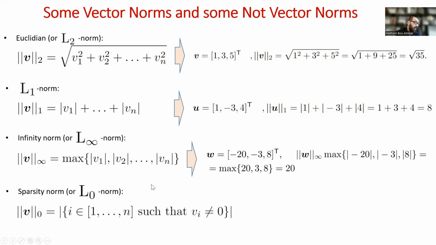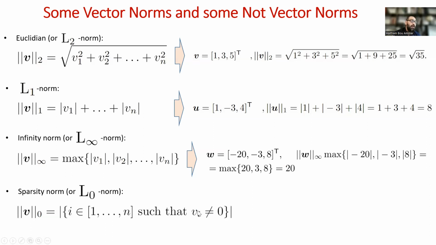Okay. And we can also define another norm, which is what we refer to as a sparsity norm. That sparsity norm is what we call the L0 norm. The notation is: you take the double bars, V, double bars, and subscript 0. And this sparsity norm L0 is defined as the set of i in the dimension of that vector, so 1 to n, such that the component Vi is not equal to 0. So what you're actually counting is how many non-zero elements the vector has.